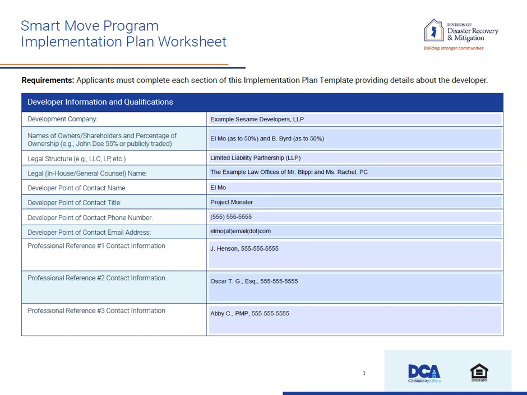Applicants must complete each part of the Implementation Plan worksheet, broken down into the following sections: Developer Information and Qualifications on pages 1 and 2, Developers' Organizational Staffing, including anticipated new staff hires, on page 3, and Partnership Structure on pages 4 through 6.